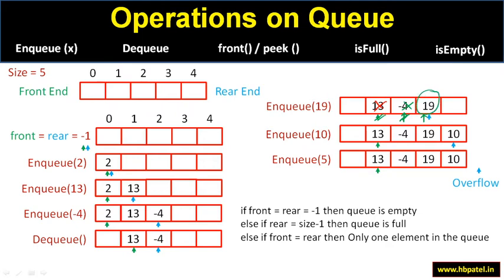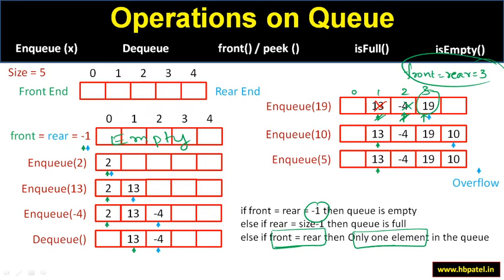So this is a situation where there is only one element: when front and rear both are the same but not -1. If they are -1, then the queue is empty. But if they are not -1, for example in this case 0, 1, 2, 3, then front is equal to rear is equal to 3. If this is the situation, then you have only one element. So this is something you need to remember, right?